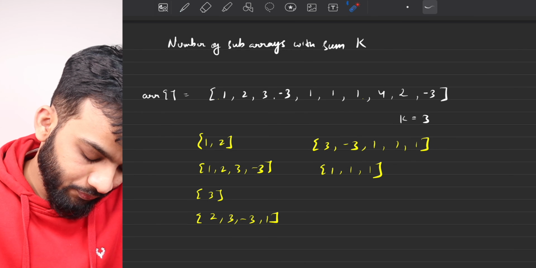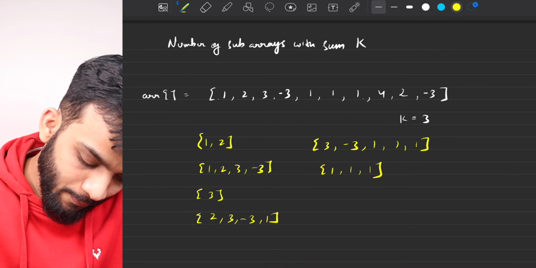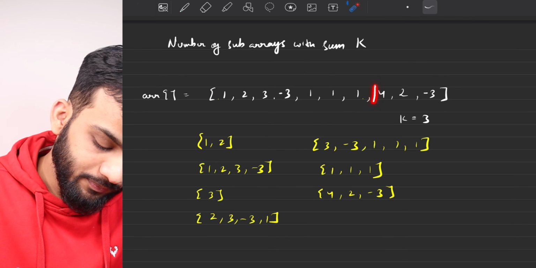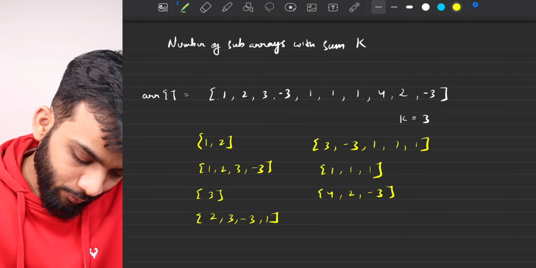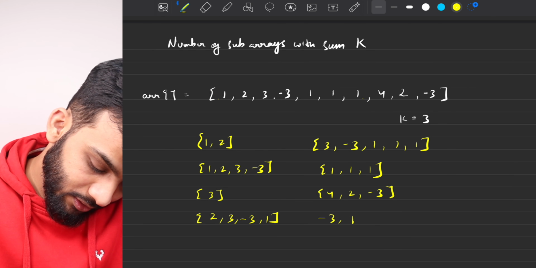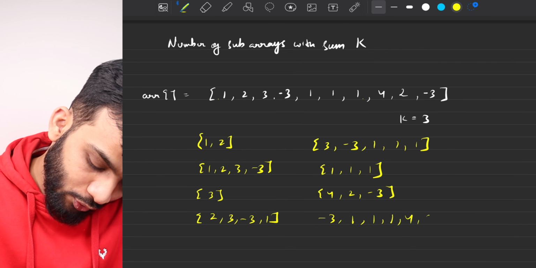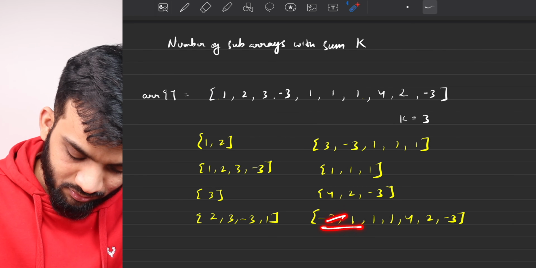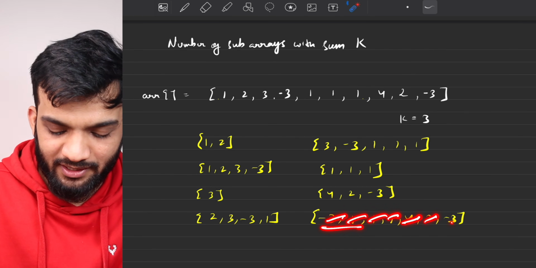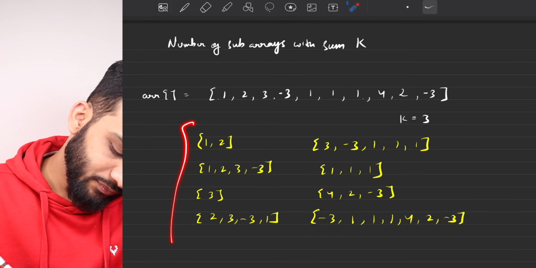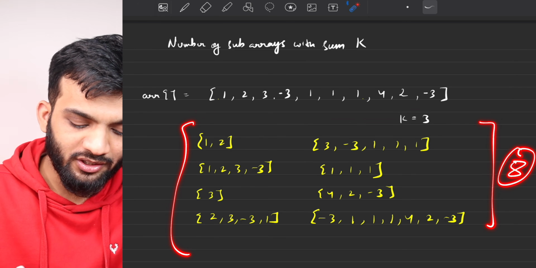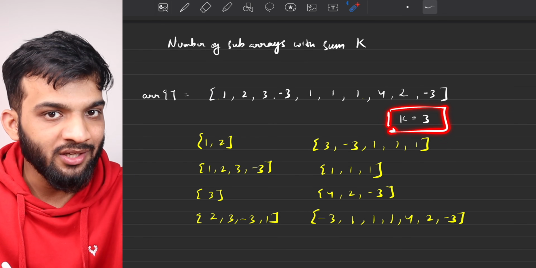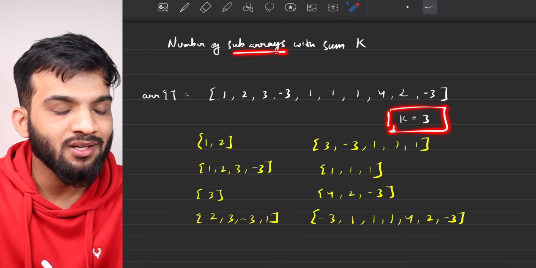So, do we see something else? Yes, I do. Something like 4, 2, minus 3, which is basically this one. And I also see one more, which is minus 3, 1, 1, 1, and then 4, 2, minus 3. Because even if you sum up this one, minus 3, this will go, and then 4 plus 2 is 6, minus 3, 3. So I can see 8 subarrays. So for this particular example, there will be exactly 8 subarrays which give me the sum as 3. It's very important to understand subarray means contiguous.